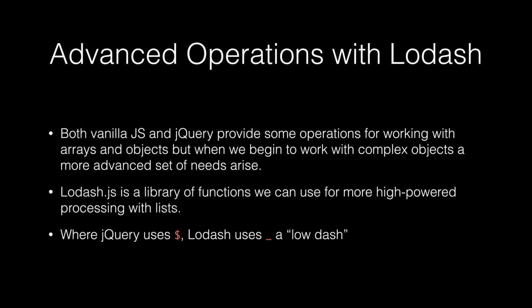Lodash.js is a library of functions we can use for more high-powered processing with lists or collections like this, where jQuery uses the $ sign as kind of its universal variable or symbol. Lodash uses the underscore or the Lodash.